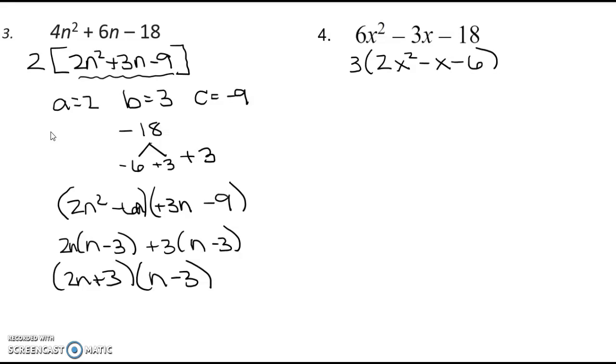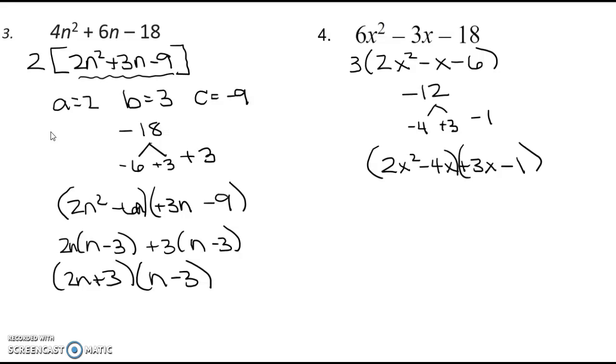So I'm going to multiply a times c, which gives me negative 12, and it's got to add to negative 1, which is negative 4 and positive 3. So I'm going to rewrite 2x squared minus 4x plus 3x minus 6. Group my first two, group my last two. Let's see, what can come out? Oh, this should be a 6.